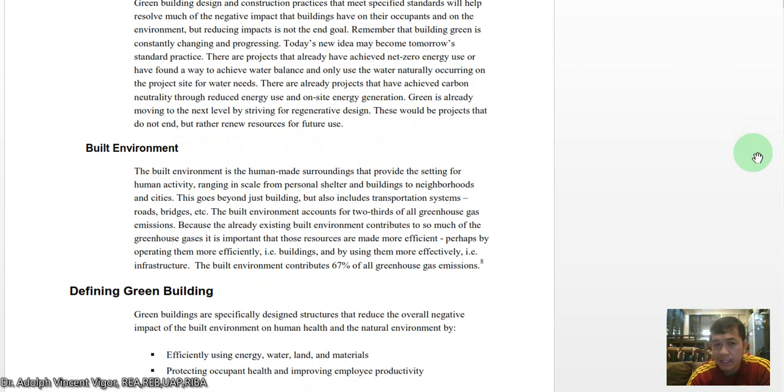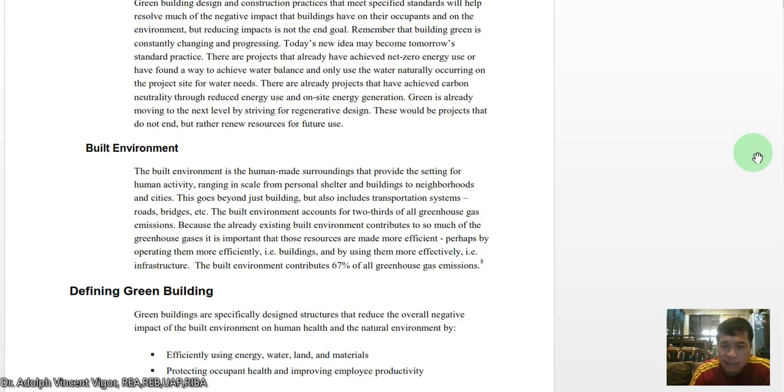And the built environment. So the built environment is the human-made surroundings that provide the setting for human activity, ranging in scale from personal shelter and buildings to neighborhoods and cities. This goes beyond just buildings, but also includes transportation systems, roads, bridges, etc. So the built environment accounts for two-thirds of all greenhouse gas emissions because the already existing built environment contributes so much of the greenhouse gases.